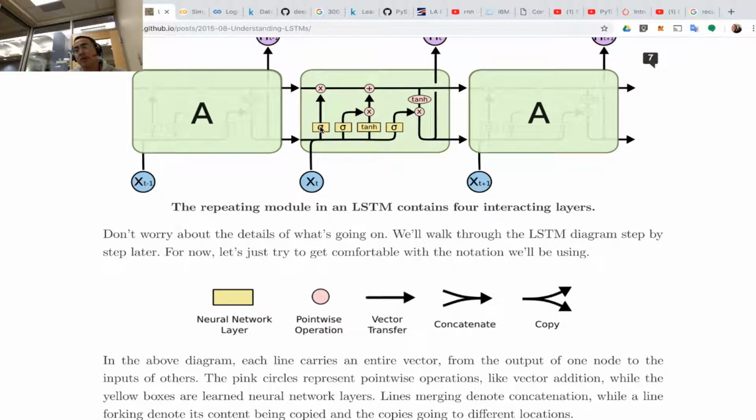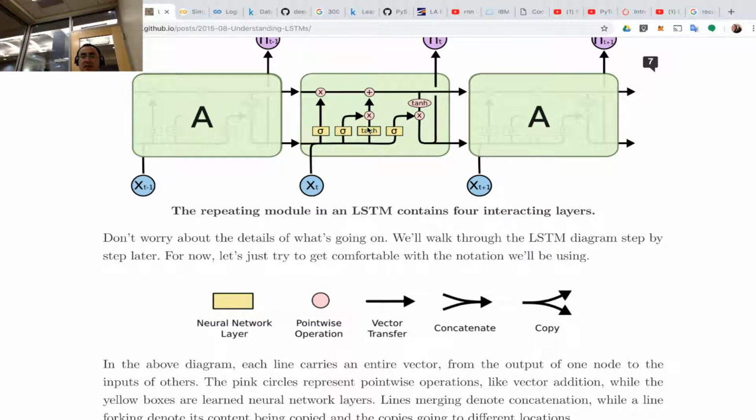Over here it's just represented as a yellow box with the so-called nonlinear transformation or activation function, and then with a specific activation function. I think this one is a sigmoid, this one tanh. Okay, interesting. So this is an LSTM layer.